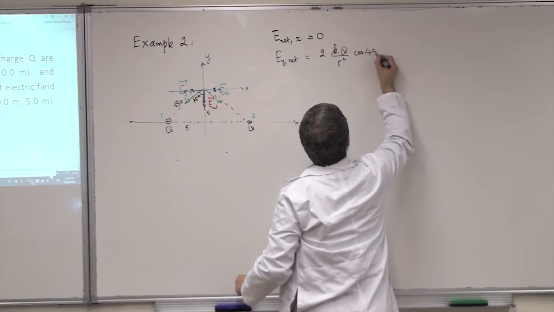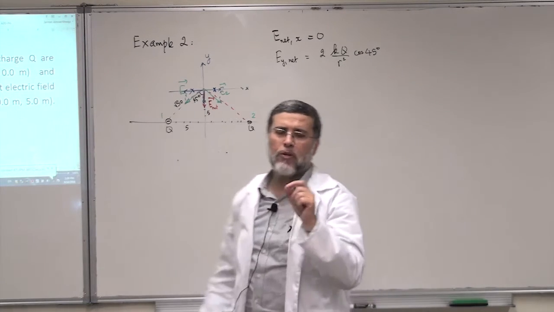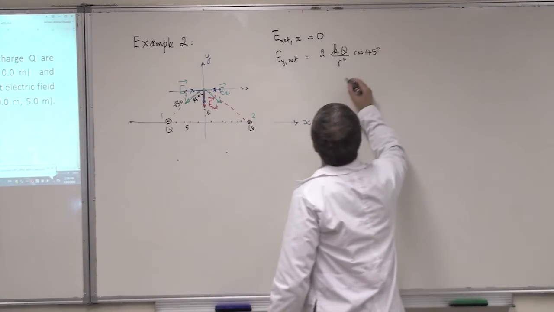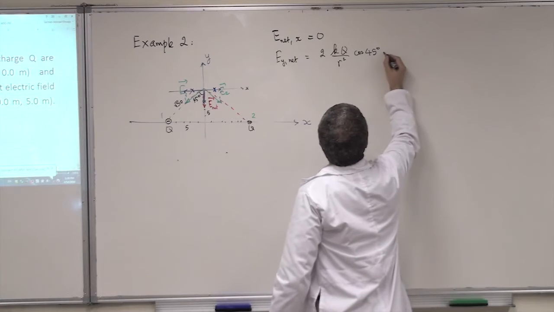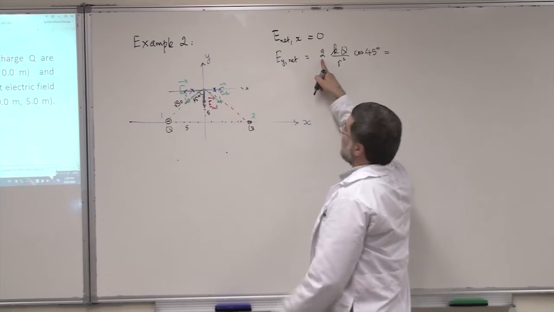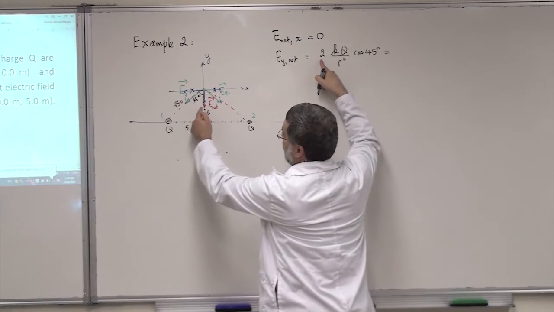Cosine of 45. But when you have 45 degrees, you don't have to worry too much because the sine and the cosine are the same. Square root of 2 over 2, so you don't have to worry about that for now, okay? Now, so this should be equal to how much? This net, the 2 is for the two components. Each one will contribute the same.